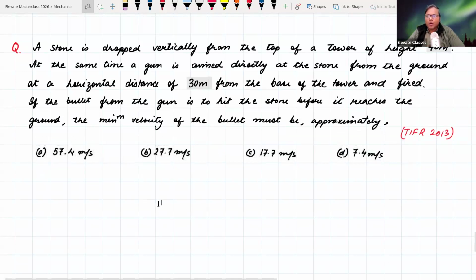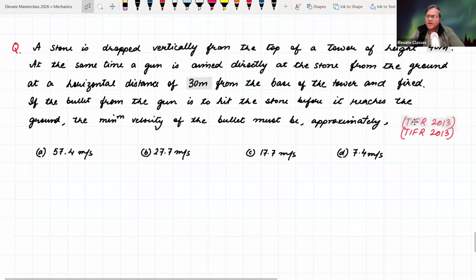A stone is dropped from the top of a tower of height 40 meters. At the same time, a gun is aimed directly at the stone from the ground at a horizontal distance of 30 meters from the base of the tower and fired. If the bullet from the gun is to hit the stone before it reaches the ground, what is the minimum velocity that the bullet must have approximately?